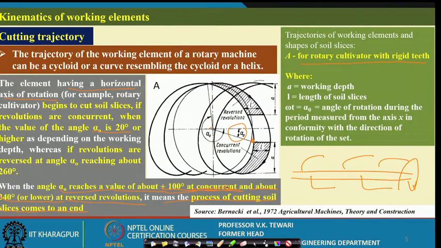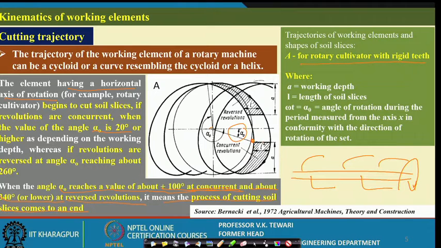So, when you do that, you will find two types of operations. One is the upcut, the other is downcut. So, in case of the downcut, when we are talking in the forward direction, this is called concurrent. That means it is in the same direction. When the tractor is moving in the forward direction, the cutting is also taking place in the same direction. So, in that case, the length of the soil slice starts here at alpha equal to say 20 degrees and ends at plus 100 degrees in case of concurrent.